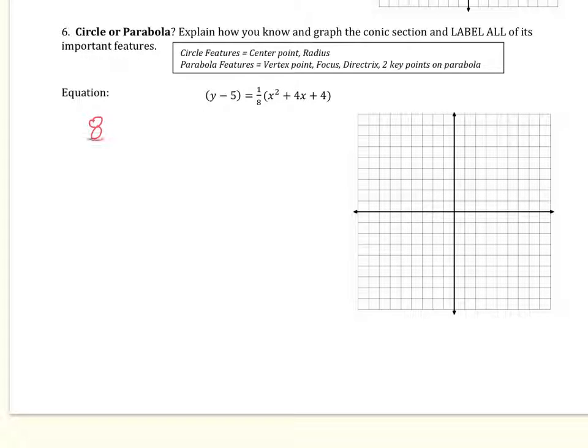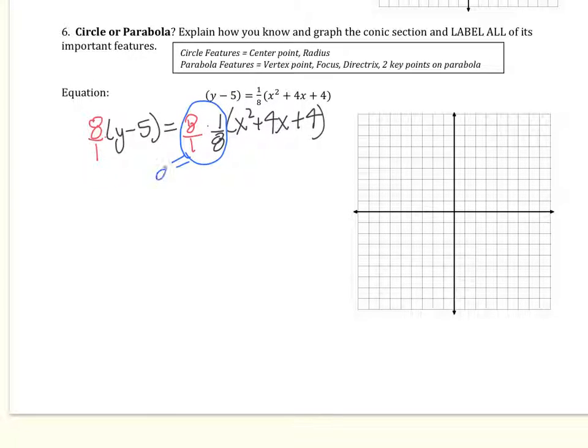So I'm going to have 8 over 1 times y minus 5 equals, and then I'm going to multiply 8 over 1 times 1 over 8 times x squared plus 4x plus 4. The reason we do that is because when you multiply reciprocals, it equals 1. So that's going to make me super happy. That's going to eliminate that fraction. And what I end up getting is 8 times y minus 5 equals 1, which I don't have to write, x squared plus 4x plus 4.